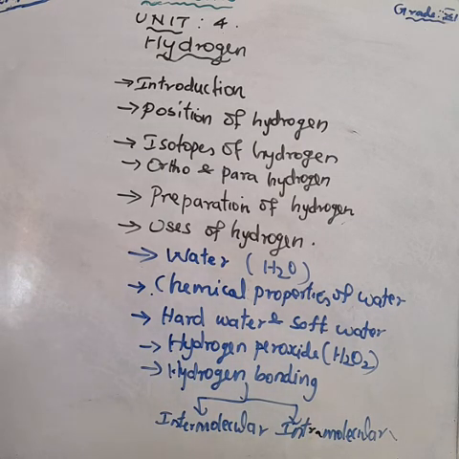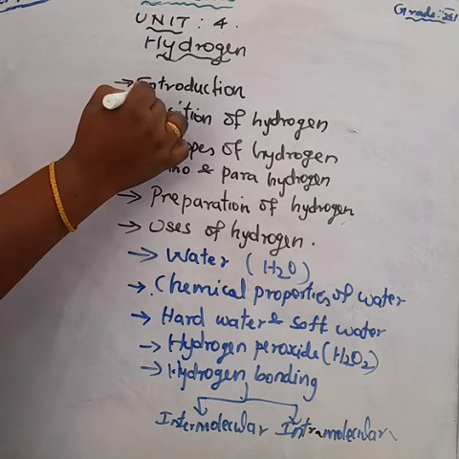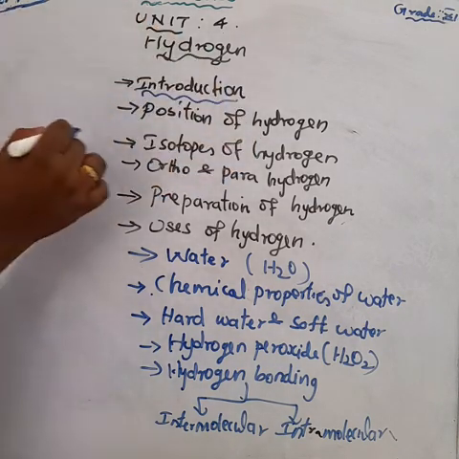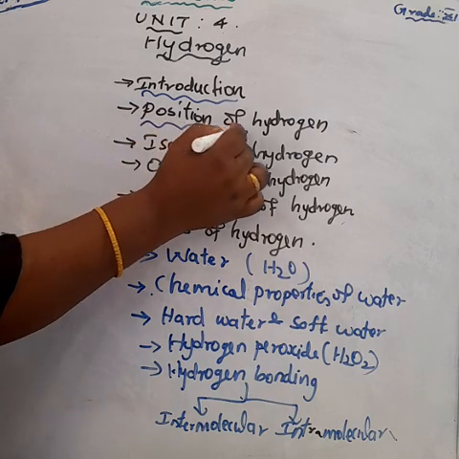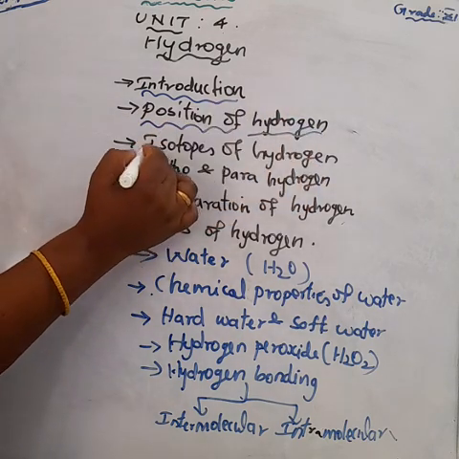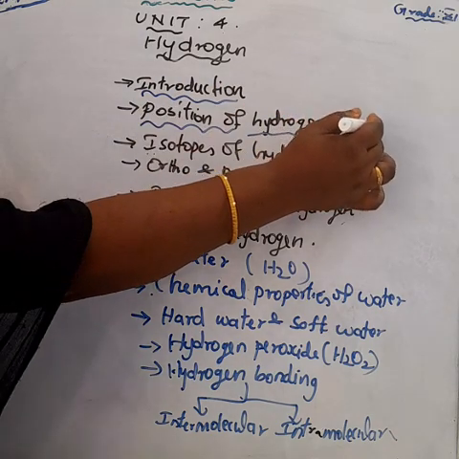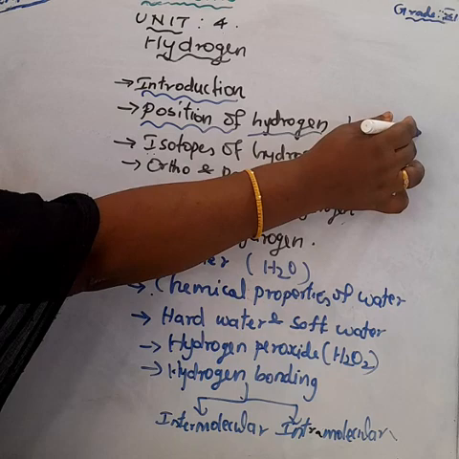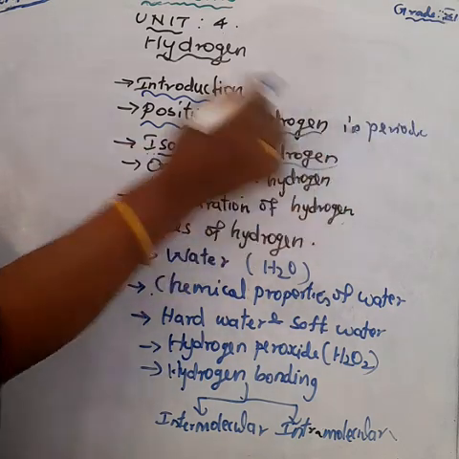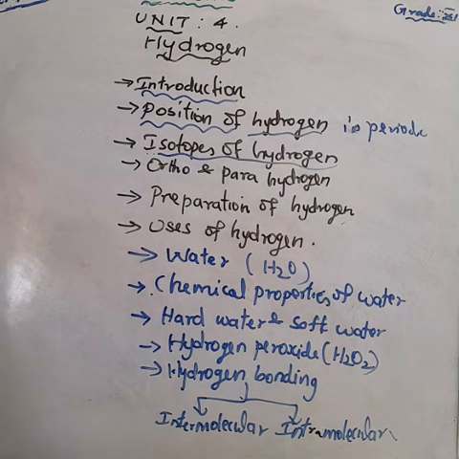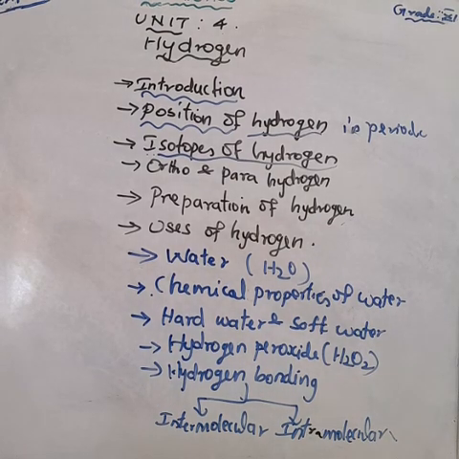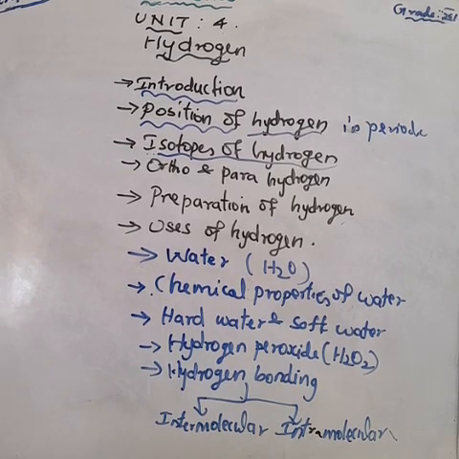First, today we are going to study about introduction about hydrogen and the position in the periodic table. Which position does hydrogen occupy in the periodic table, and isotopes of hydrogen. These three topics today we are going to study. Listen carefully, take notes. Very important lesson.